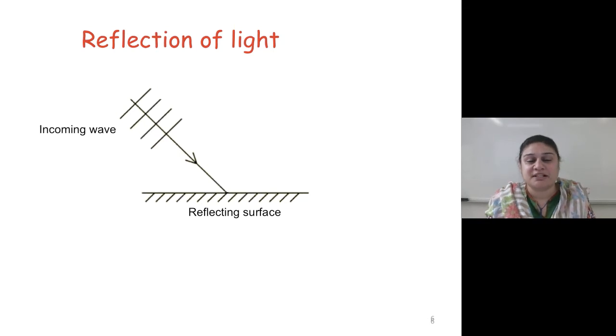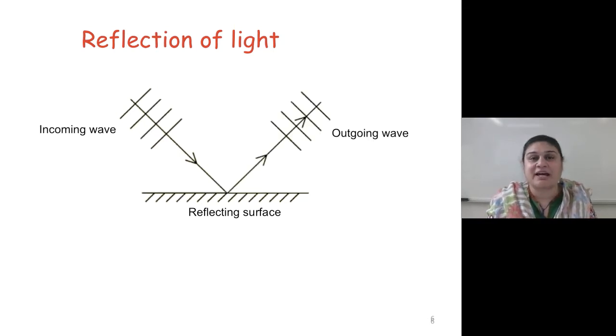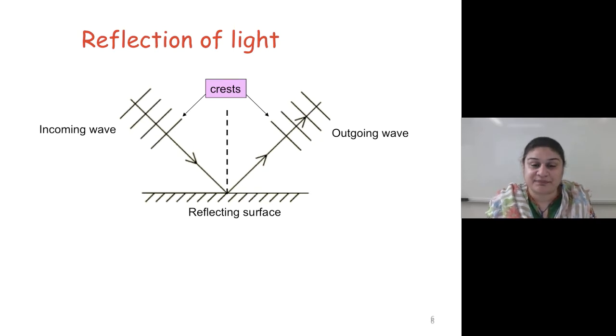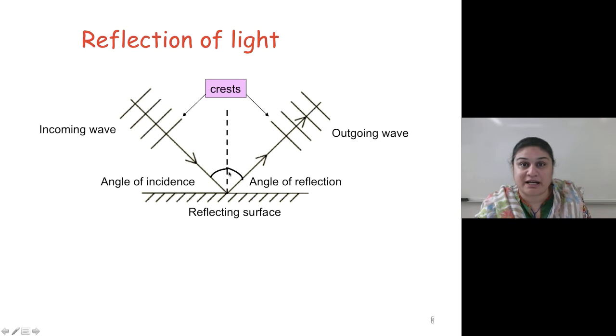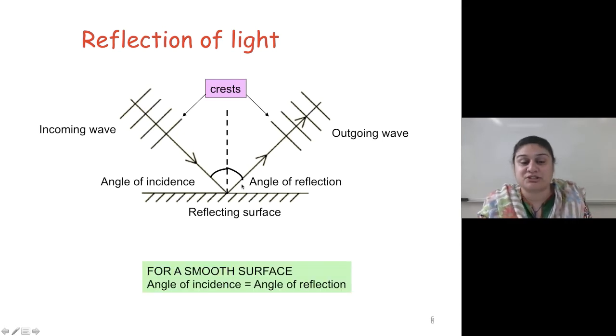An incoming wave comes in, hits a reflecting surface, and becomes an outgoing wave turning back. In this case, the wave fronts are called crests. We always measure the reflection from the normal to the reflecting surface. This angle is called the angle of incidence, and this angle is called the angle of reflection. Be very, very careful when you do your labs. For a perfectly smooth surface, the angle of incidence has to equal the angle of reflection. Otherwise it will not work.